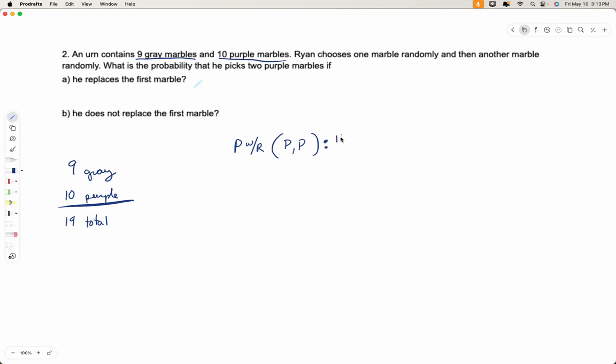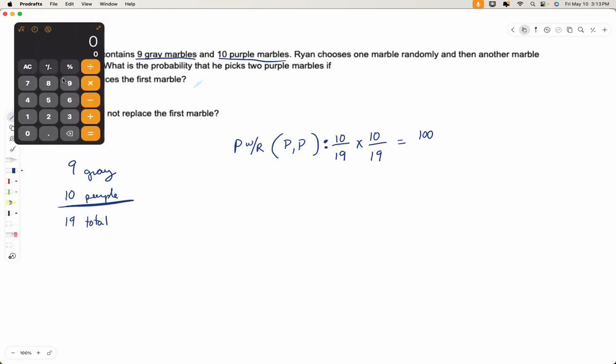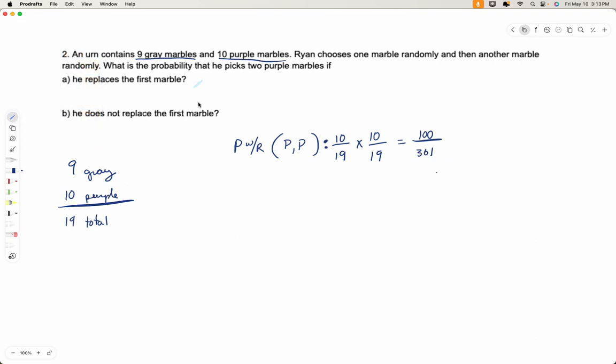So the first time he draws a purple, it's going to be 10 out of 19. With replacement means he puts the marble back in, so the quantities remain the same. So then that's going to be another 10 over 19. So that's going to be 100, because 10 times 10 is 100. And I don't know what 19 times 19 is, so let's just figure that out. 361. So it's going to be 100 over 361. Okay? So that's the first one. So 100 over 361 is the answer to the first one.